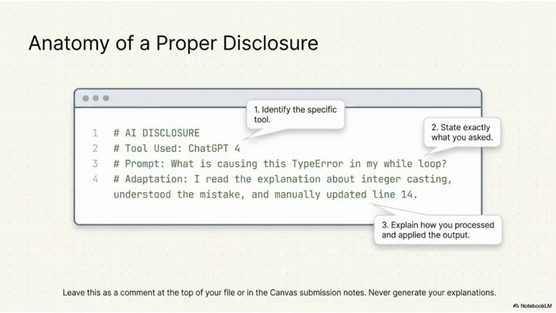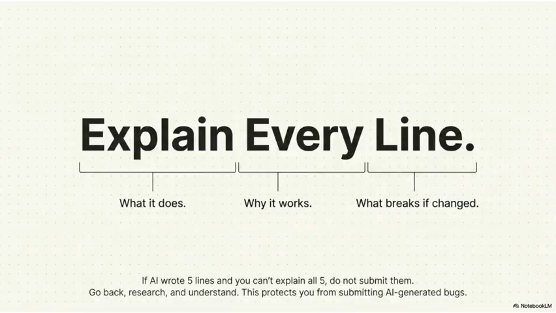Component 3: explain how you processed and applied the output. Hashtag the adaptation: I read the explanation about integer casting, understood the mistake, and manually updated line 14. This comment lives at the top of your .py file or in the Canvas submission notes. Never bury it in the middle of your code. Never generalize your explanations. Specificity is what demonstrates understanding.